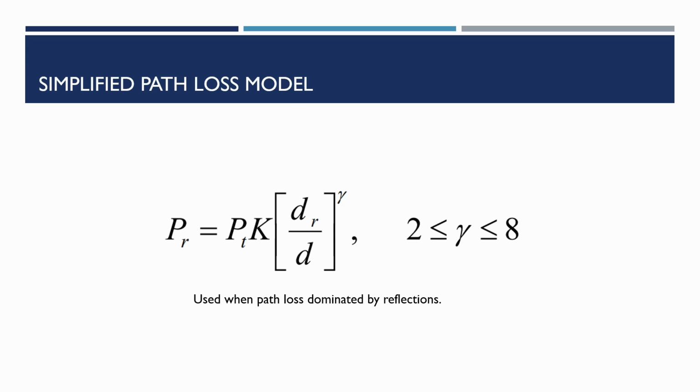The next one is a simplified path loss model that we use where there is a lot of reflection in the path, such as an area with a lot of buildings that can reflect the signal being transmitted.